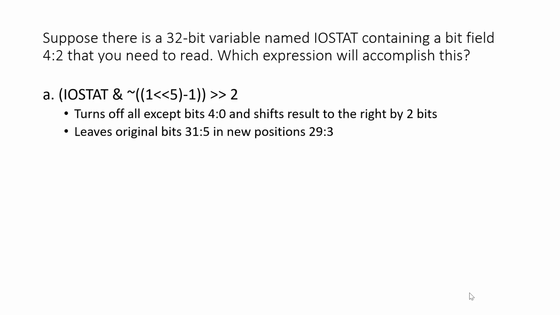So now we got the lower 5 bits of IOStat, but then we shift the whole thing 2 bits to the right. Okay, so that'll give us the original IOStat, but instead of bits 4 down to 0, it'll be 4 minus 2 down to 0, right? Make sense? You guys with me? Okay. All right.